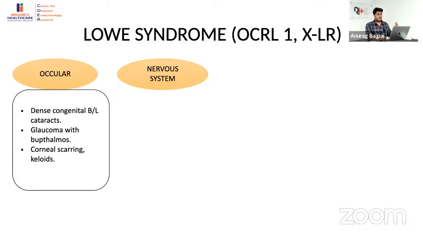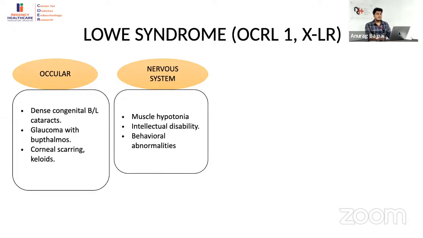They also have other manifestations in the form of glaucoma, which usually develops in the first year of life, and in some patients it can develop as late as the second to third decade. There are also features of corneal scarring and keloids without any history of trauma, which usually occur after 5 years of life. The next most important system involved is the nervous system, characterized by severe muscle hypotonia, usually seen during infancy, with severe intellectual disability and behavior abnormalities in the form of temper tantrums and aggressive behavior.